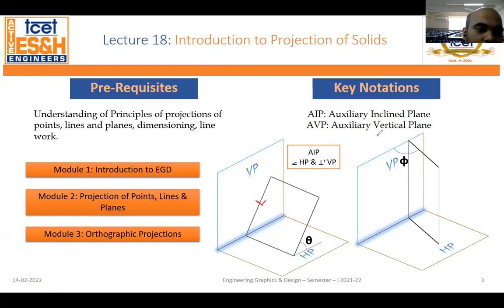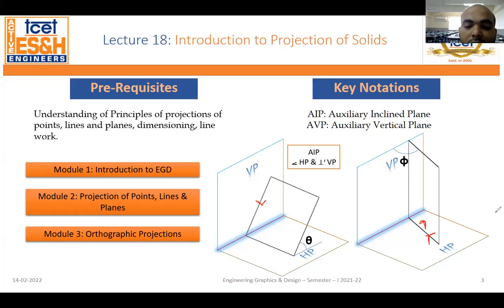In a similar way, when we talk about the auxiliary vertical plane, it is inclined to VP but perpendicular to HP. You can see it here in this way. It is perpendicular. Or you can look at it like this also.